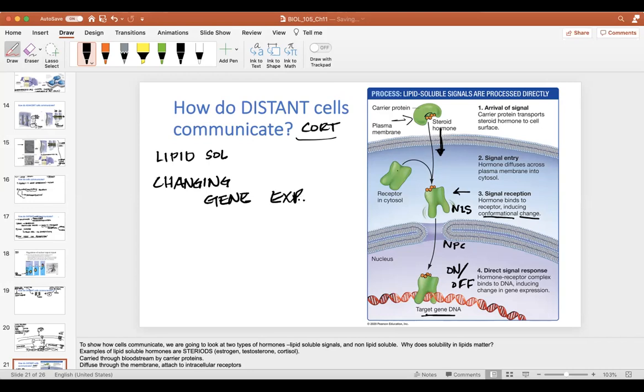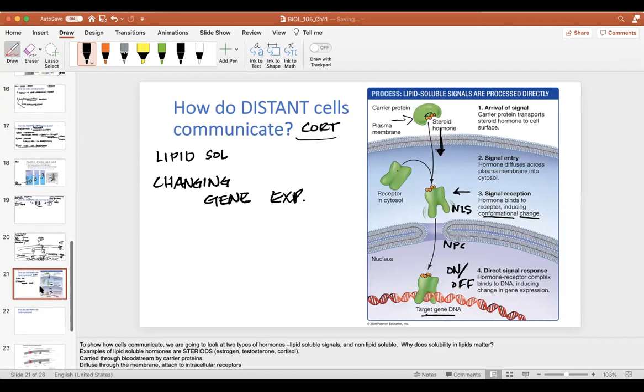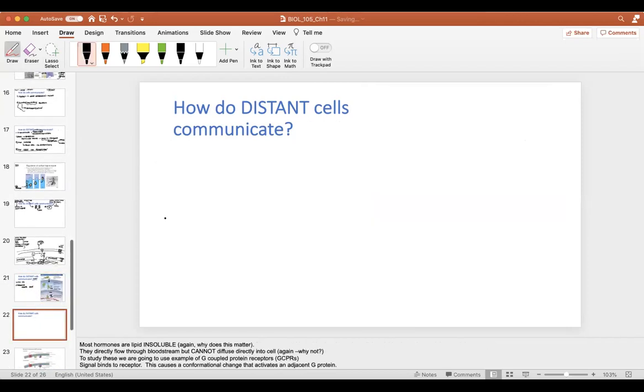All right. Now let's look at an example of the second type of hormone I told you about. The second type of hormone that I told you about is going to be a lipid insoluble hormone, okay? And there are many, many examples of lipid insoluble hormones.